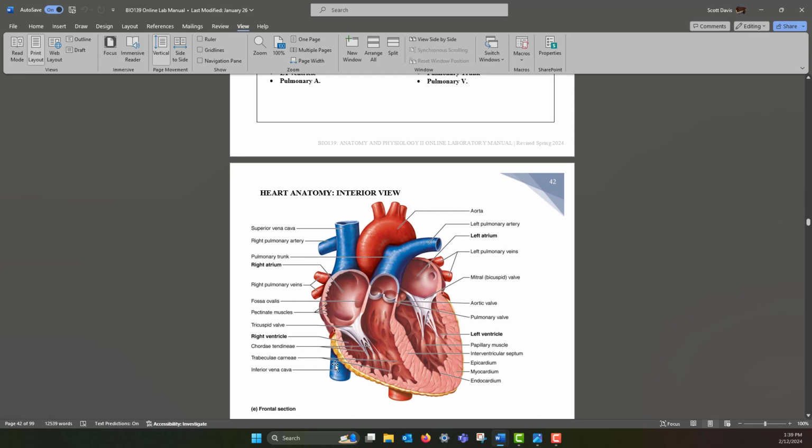Entering the right atrium, there is the superior and inferior vena cava. So the vena cava returns blood from the body into the right atrium. Over here on the left side, coming back from the lungs, there are 2 left pulmonary veins and 2 right pulmonary veins. It looks like they're entering the right atrium, but they're not. They're passing behind the heart and entering the left atrium. So the pulmonary veins enter the left atrium.